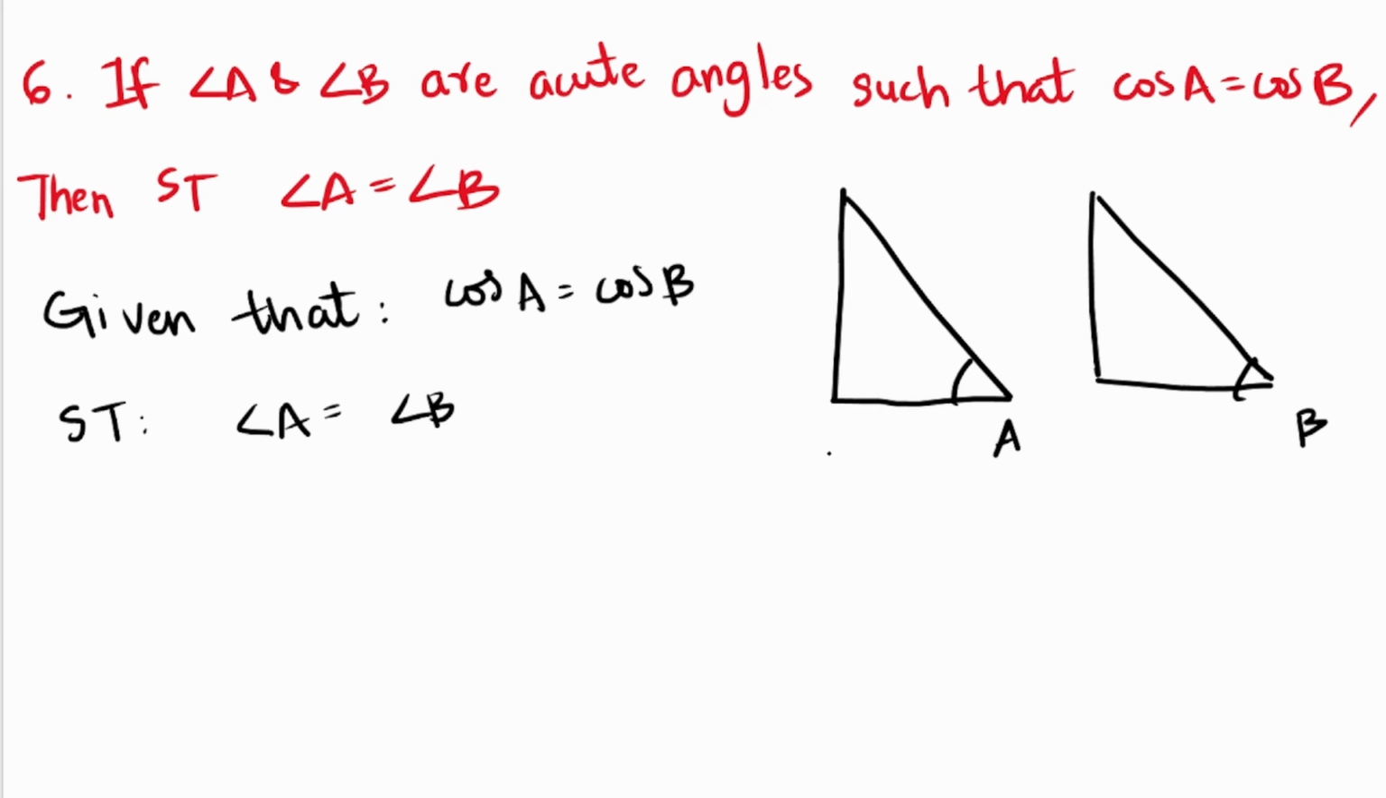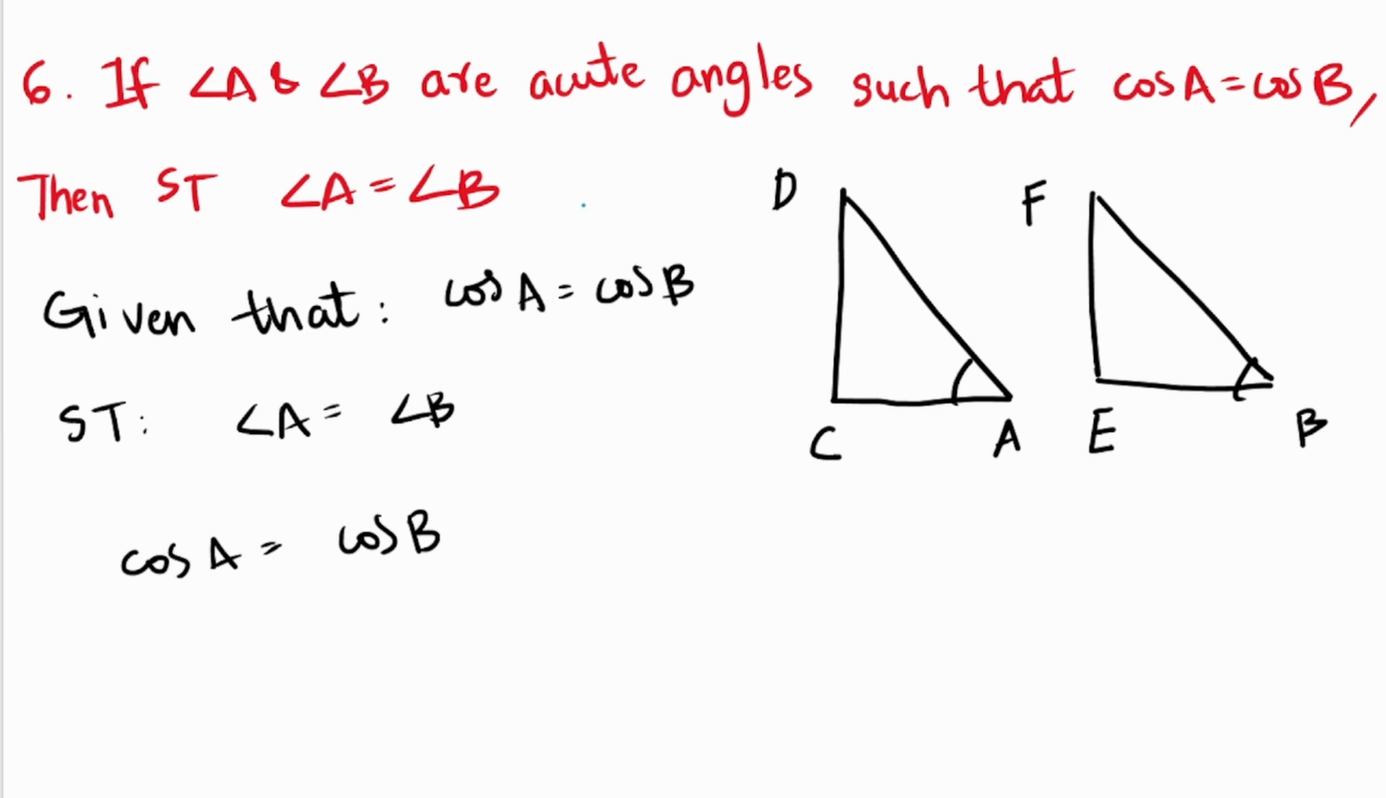I'll just take A, C, D and E, F. Okay. This triangle A, C, D and B, E, F. Okay. Now, the question has already given that cos A equals cos B. So we will find out what is the value of cos A and cos B.